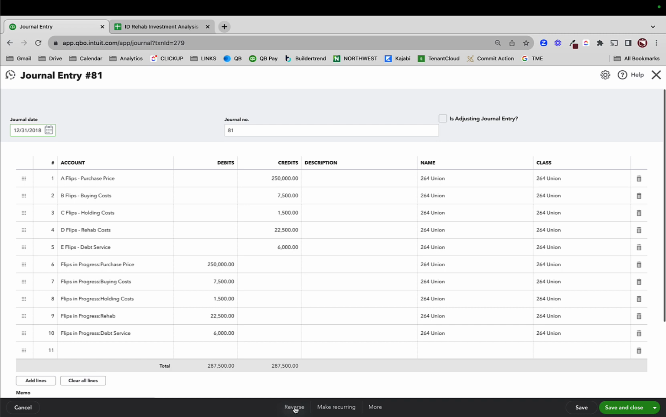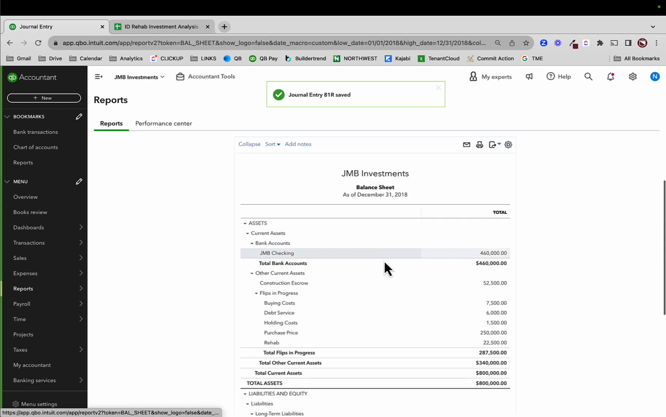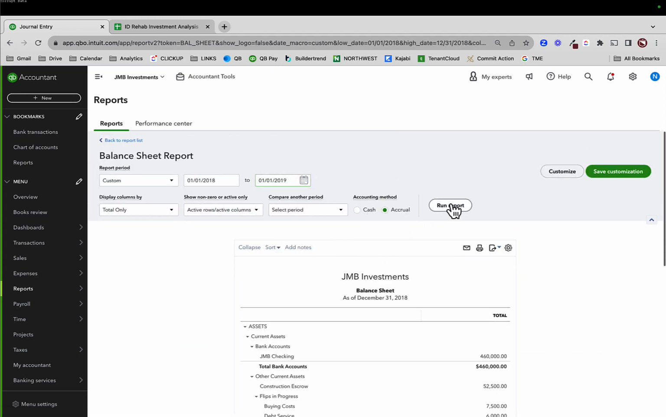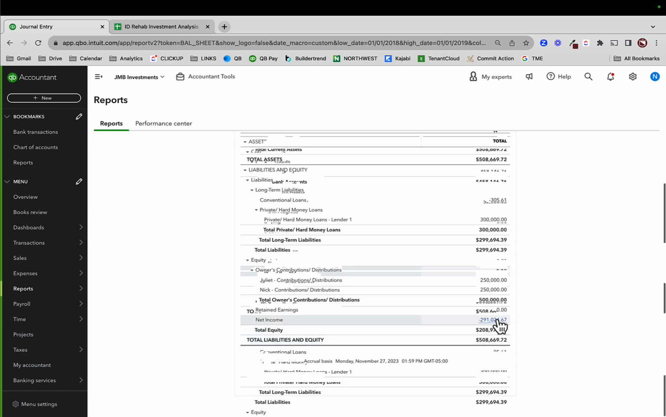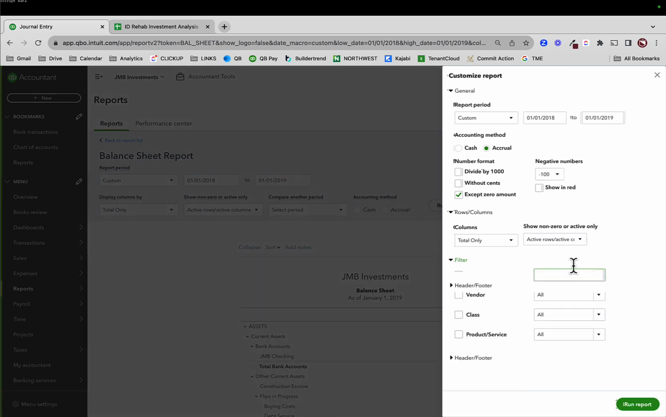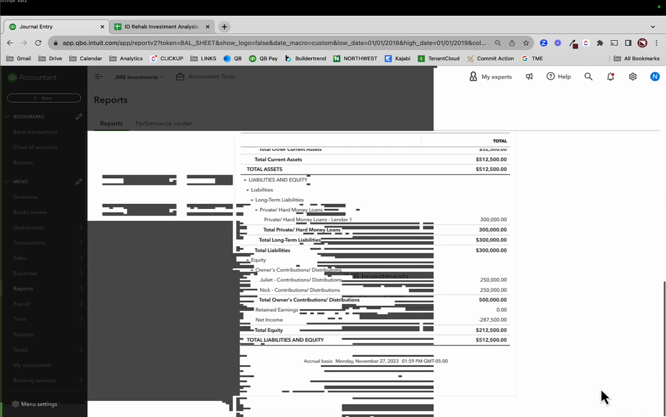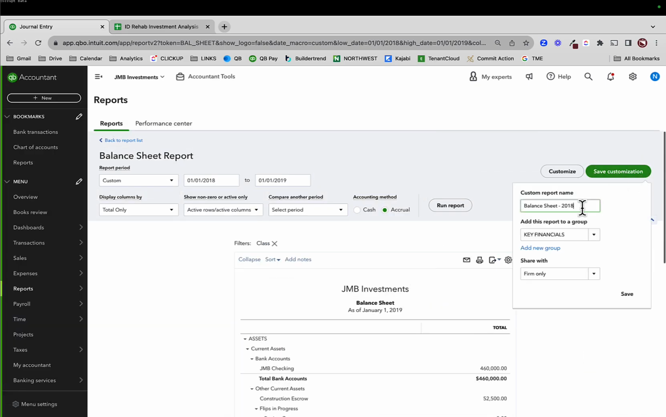So do that. I can just click reverse and it's going to create a separate journal entry and it actually moves it forward to 1/1/2019. I save and close that. And now my balance sheet, if I fast forward one more day to 2019, it zeroes out everything and it's back to the net income. Now this includes some other stuff. I think I gotta filter it by class. 264 union. Yep, there we go. All right, let me save this customization. All right, so now we can keep working on the flip and then we can eventually sell the property.